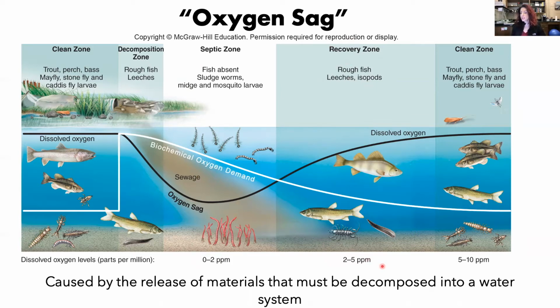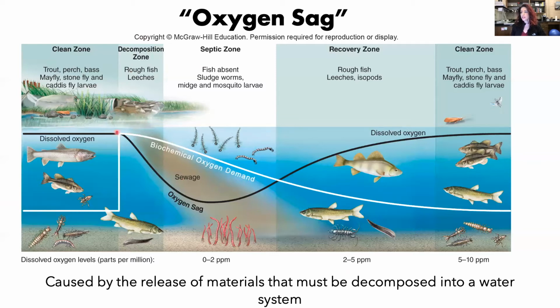This is caused by the release of materials that must be decomposed into a water system. Here we have in the decomposition zone, the influx of sewage coming from a source here. This seems to be a drainage pipe, and it's leaking that sewage right into this waterway. So let's take a look at what is happening to this biochemical oxygen demand. Here in the clean zone, it's at this level.